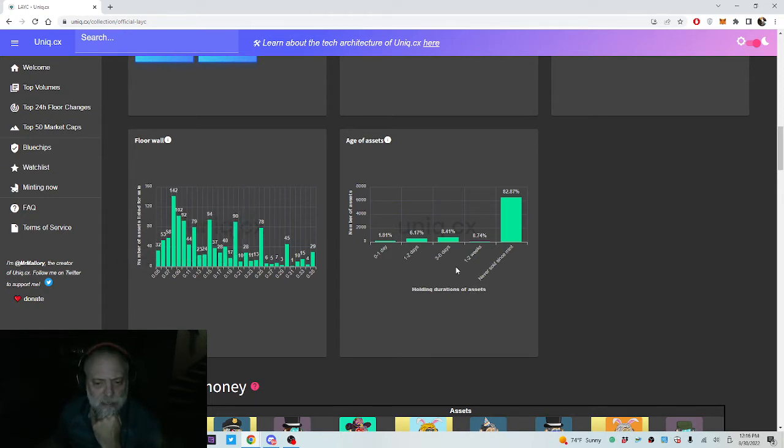Age of assets, well, it's pretty much self-explanatory. 82%, roughly 83% of the people haven't even sold since their mint. And of course, the age of the asset shouldn't be very high because it's only been out for a couple of weeks.